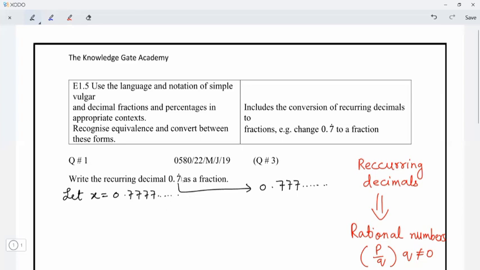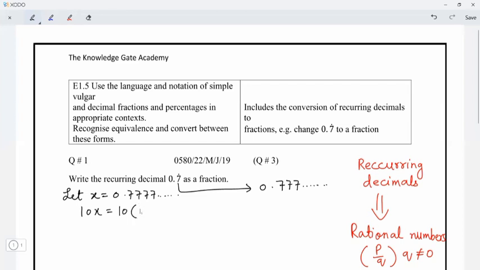We have to look at the question. How many digits are repeating? Only 7 is repeating itself, so only one digit is repeating. So we multiply what we supposed on both sides by 10. If one digit is repeating, we have to multiply by 10. So I'm quickly multiplying it by 10 on both sides.